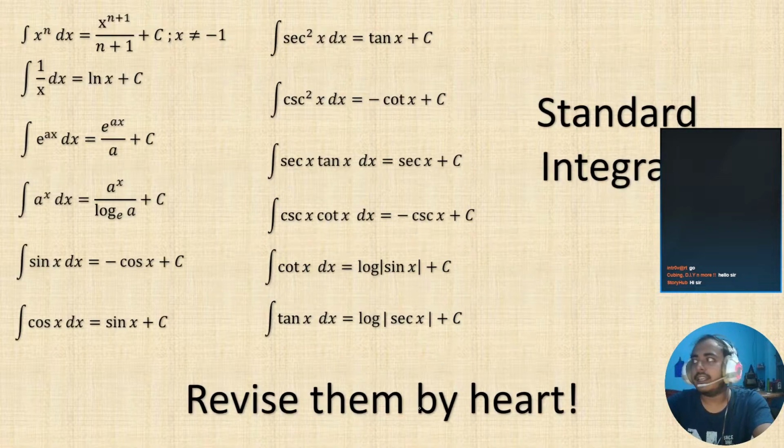This is the standard integrals, and you should know all of this by heart. So I will not go over each one of them. I will give you some time to see this. If you're studying with me in this video, you should have some time to see it. So the first one is obviously x to the power n dx, which is x to the power n plus 1 by n plus 1. And then you have some formulas of 1 by x, e to the power ax, a to the power x, and then you have all the trigonometric formulas. So these are the standard formulas. So you should all know them by heart, and I mean it.